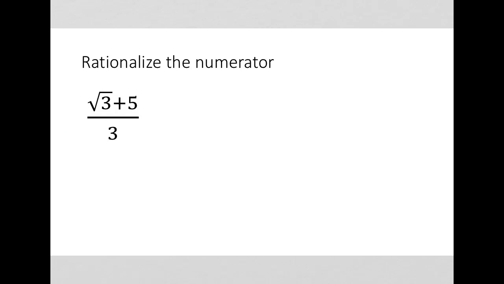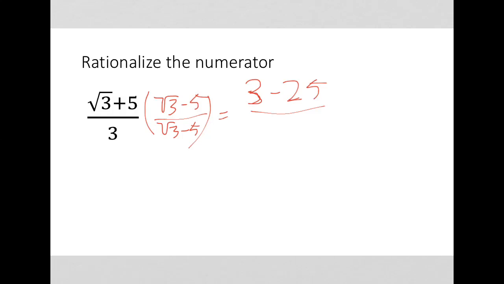So now I'm going to ask you to do something that seems counterproductive. I'm going to ask you to rationalize the numerator. But I have a reason for this. It's not going to work any differently. I'm going to multiply it by the square root of 3 minus 5 over the square root of 3 minus 5. Again, just using that idea of the conjugate. So in the numerator, I'm going to get 3 minus 5 squared is 25 over 3 times the square root of 3 minus 5. And I'm just going to simplify that to negative 22 over 3 times the square root of 3 minus 5.